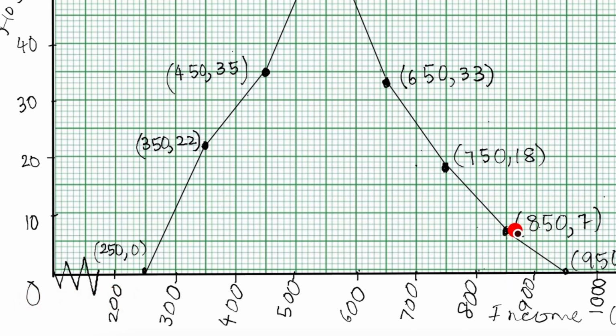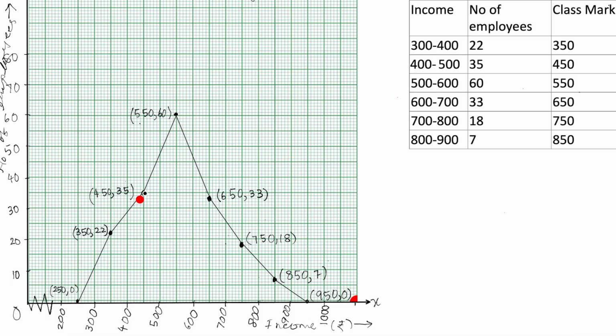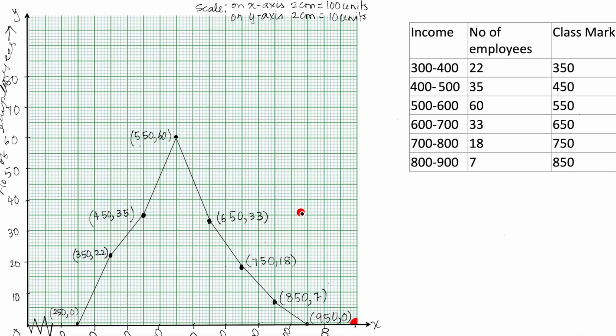850 and 7, 5 and 2 divisions is 7. And the last point will be now for the next class interval. So the next class interval will be 950, 0. And when you join these points, that gives us a histogram. So that will give us 4 full marks. Isn't it easy? Tell me.